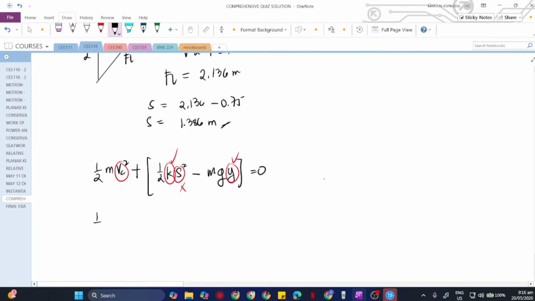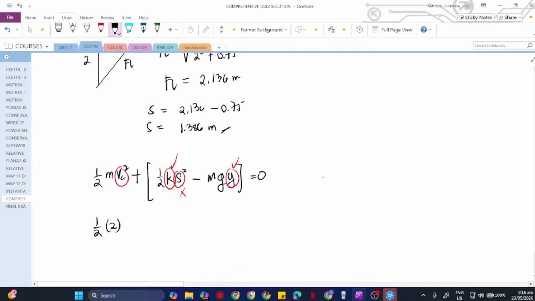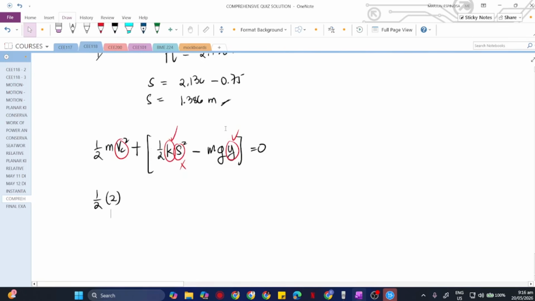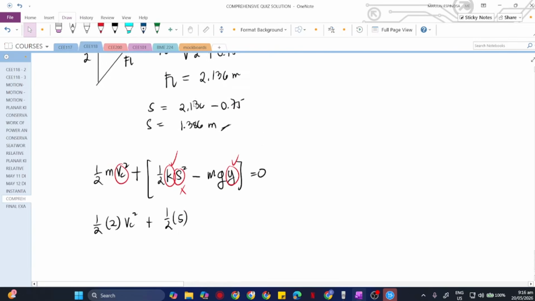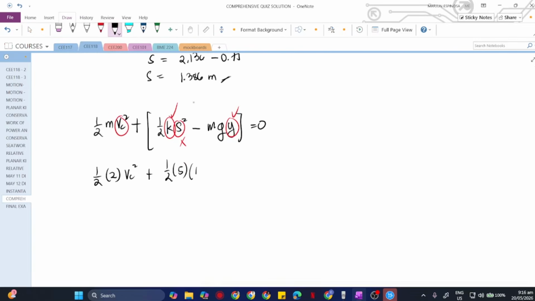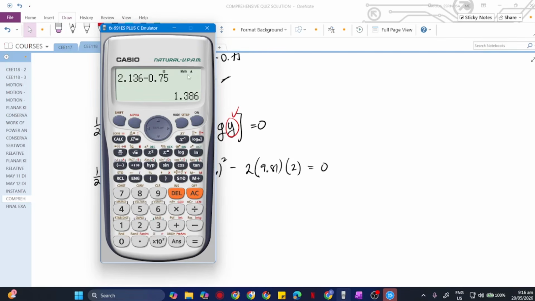So 1/2, yung mass ng collar is 2. Tama ba? Mass ng collar is 2 kilograms. Yes. VC, yung hinahanap natin, square, plus 1/2. Yung K natin is 5, based on the given, 5 Newton per meter. Then yung S natin is yung na-stretch, 1.386 square. Okay, minus yung mass ng collar, 2, tapos 9.81, constant gravity. Then Y would be 2, equivalent to 0. So shift solve, makukuha natin yung value ng VC natin.